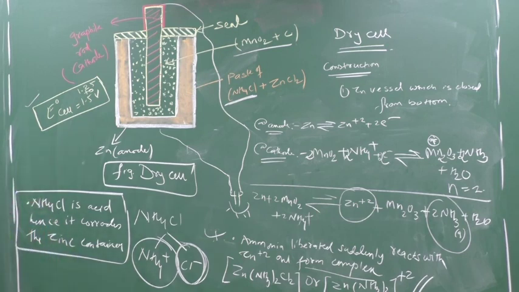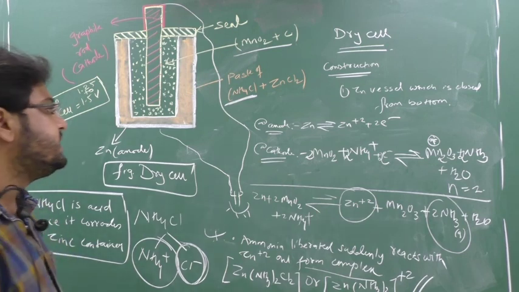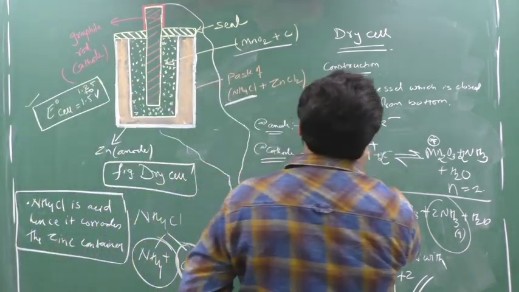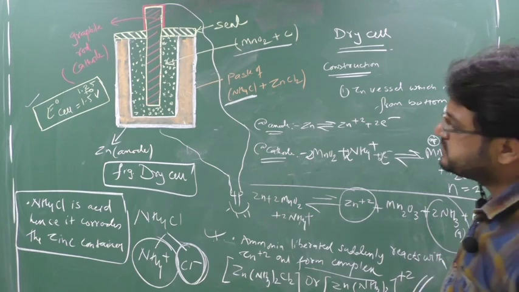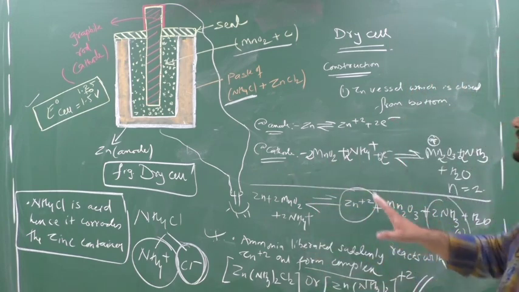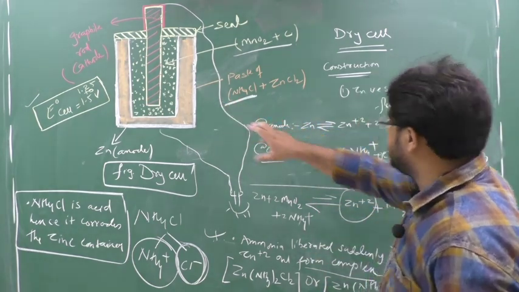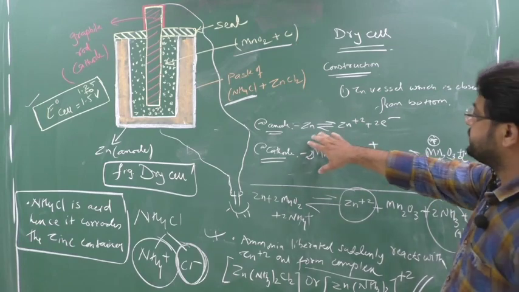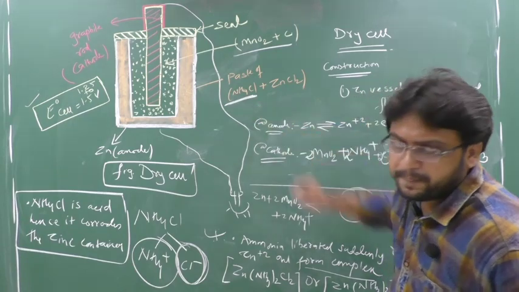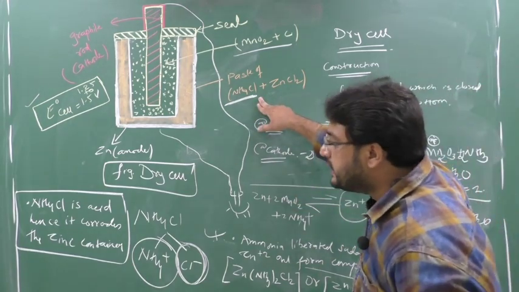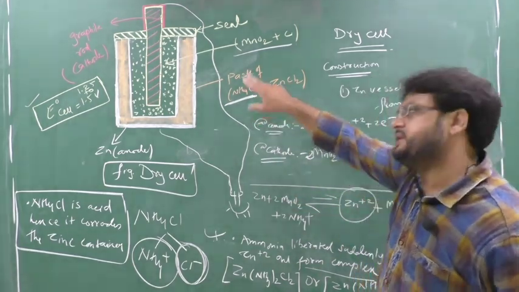So during the whole reaction, if you see this, zinc is getting consumed. Yes or no? So after the cell is over, the zinc will develop certain minute holes, due to the formation of Zn plus 2 also, and due to the presence of NH4Cl also. Clear? Because this NH4Cl is acidic and it will corrode the zinc container.